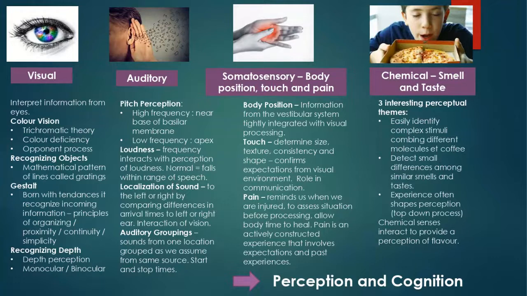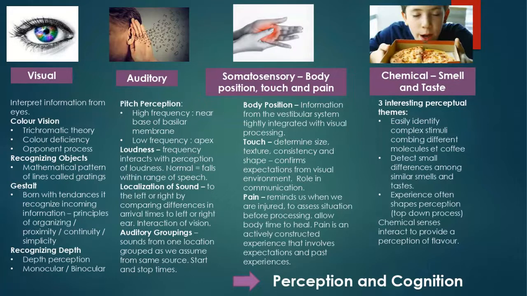But also, you find that senses never act in isolation. So when you have perception, you will be having a visual input as well that will help you make sense of that sound. And auditory grouping is that sounds from one location are grouped and we assume they're from the same source. Okay, so when a sound also starts and when it stops. So within our hearing, we have pitch, helps us understand the sound, how loud it is, where it's coming from, and if there's a number of sounds coming from the same place.